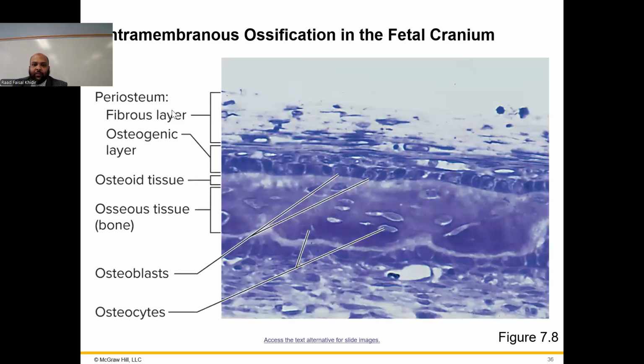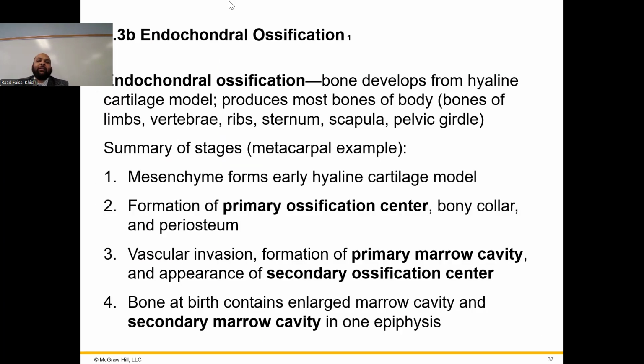Okay. That shows you the periosteum has a fibrous layer, osteogenic layer, osteoid tissue, osseous tissue. And you must always recognize, you said osteocytes, they retire. But who are osteoclasts and who are osteoblasts? Osteoblasts are important for building up, and osteoclasts are important for cutting and breaking down. Excellent. So that was intramembranous ossification.